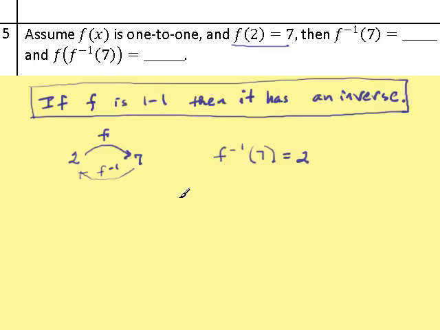All right, let's look at this one. F of f inverse of 7. Well, we already said that f inverse of 7 is 2. So what we're looking at here is f of 2. And we have that f of 2 is equal to 7.